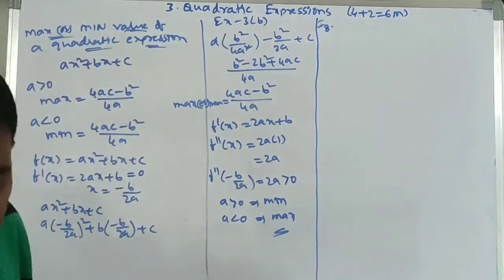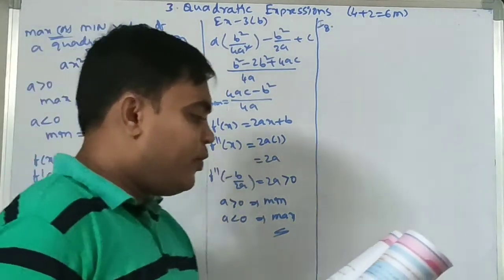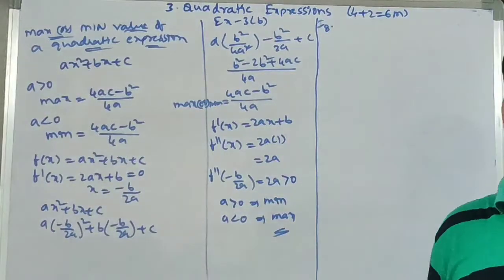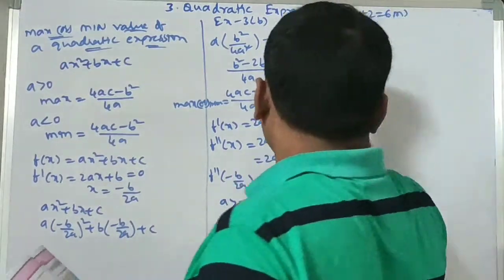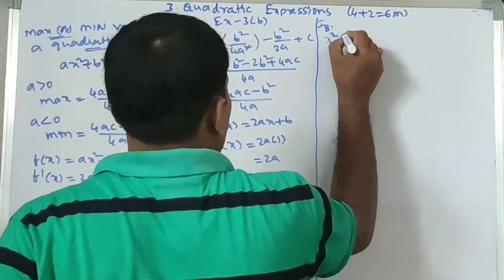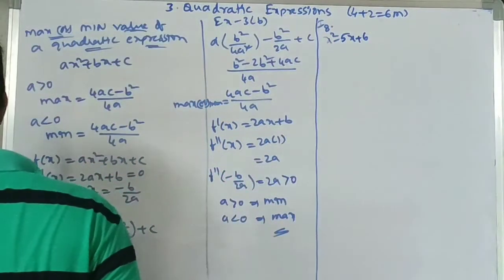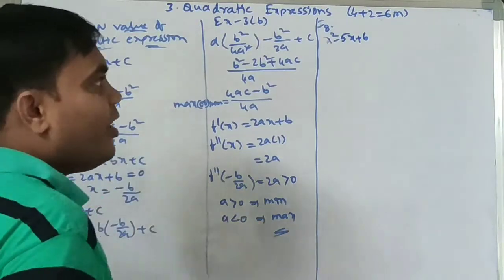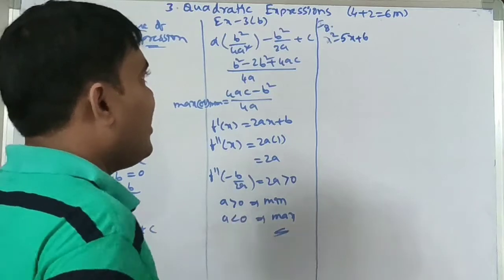In the first bit, 8th question, find the changes of the signs. We need the sign and also the extreme values. Extreme is nothing but either maximum or minimum. The expression given is x square minus 5x plus 6. We need to find extreme values as well as signs.